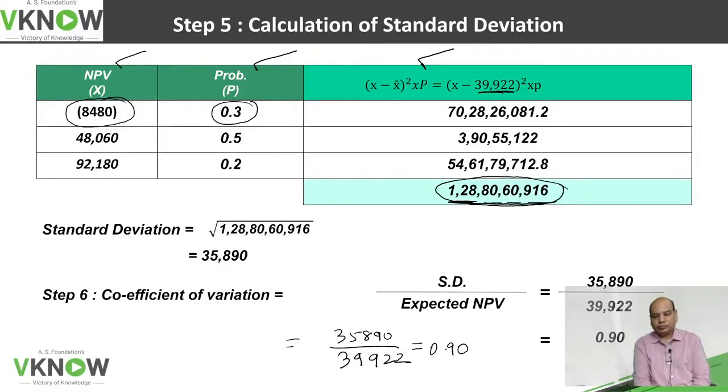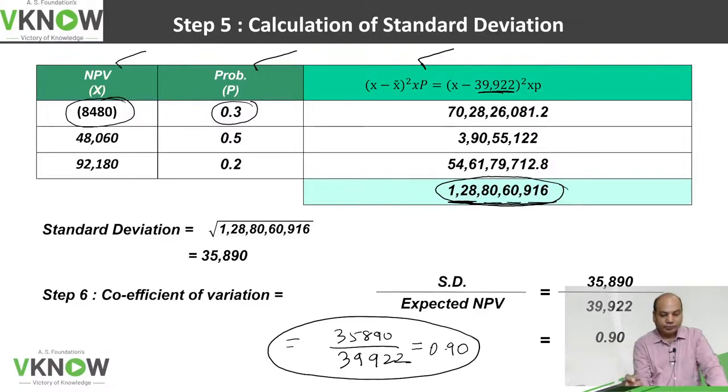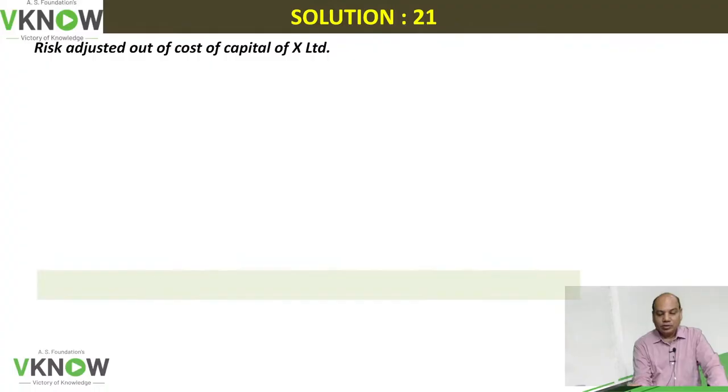Okay. This is my second answer. Coefficient of variation. Third answer. Coefficient of variation of X Limited on its average project is in the range of 0.95 to 1.20. If the coefficient of variation is found to be less than the average, 100 basis points are deducted from the company's cost of capital. So our coefficient of variation is less than the average. So cost of capital will reduce.